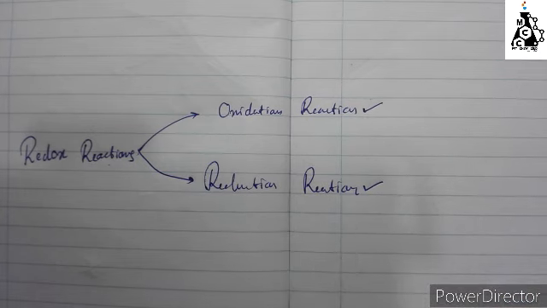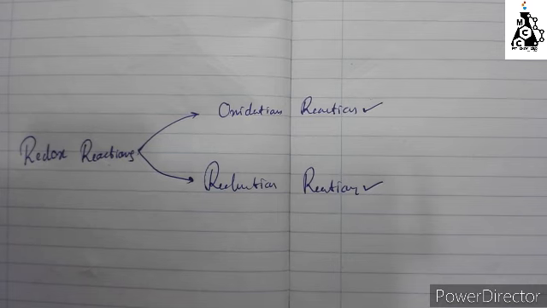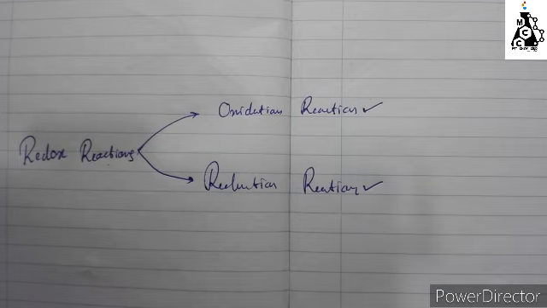In oxidation reactions, the oxidation number of a component will be increased during the reaction. In reduction reactions, the oxidation number will be decreased during the reaction. But oxidation reactions and reduction reactions cannot occur individually in a medium. Both of these reactions will occur simultaneously inside the medium.